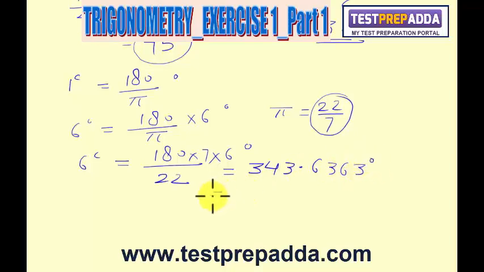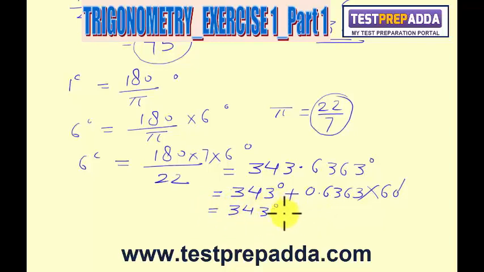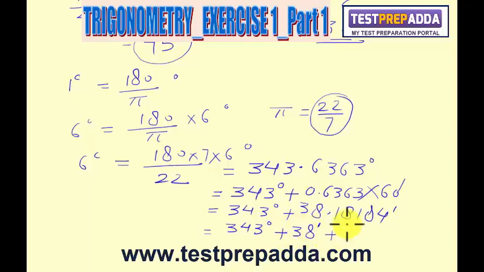343.6363 degree, which I can write as 343 degree plus 0.6363 degree. I can convert into minutes by multiplying 60. So this comes as 343 degree plus, if you solve this, it comes 38.18184 minutes. Now further, I can write this as 343 degree plus 38 minutes plus I convert 0.18184 minutes into seconds by multiplying 60.